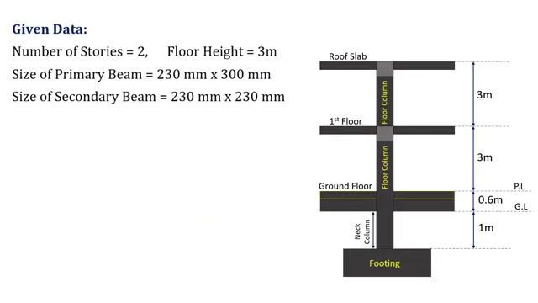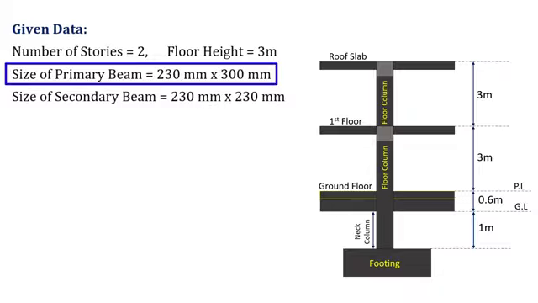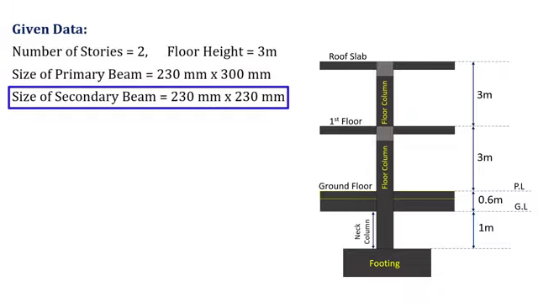We have the given data. Number of stories is equal to 2, floor height is 3 meter, size of primary beam is 230 into 300 mm and the size of secondary beam is 230 into 230 mm.